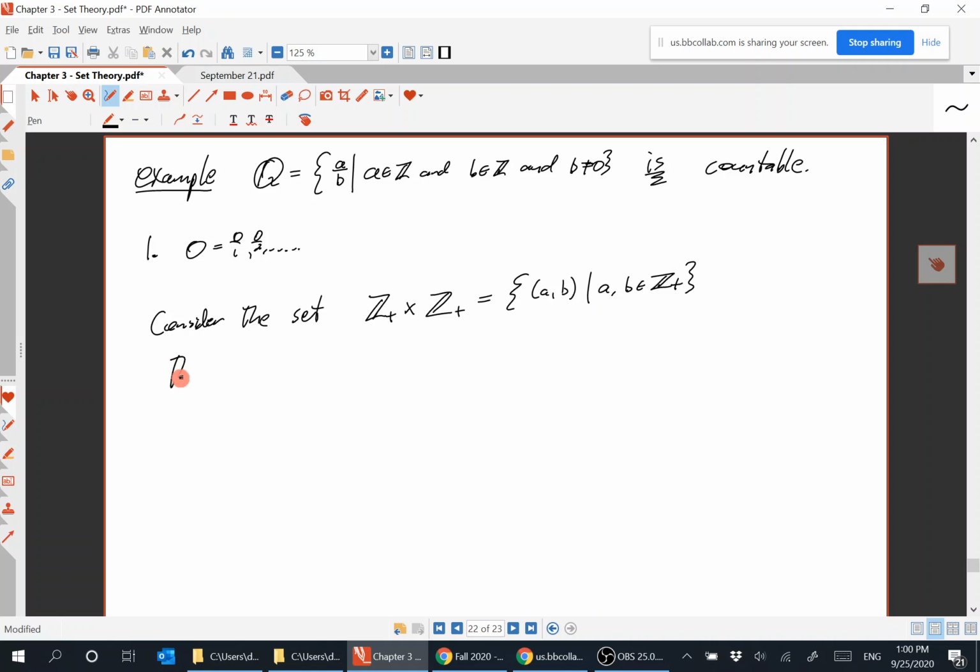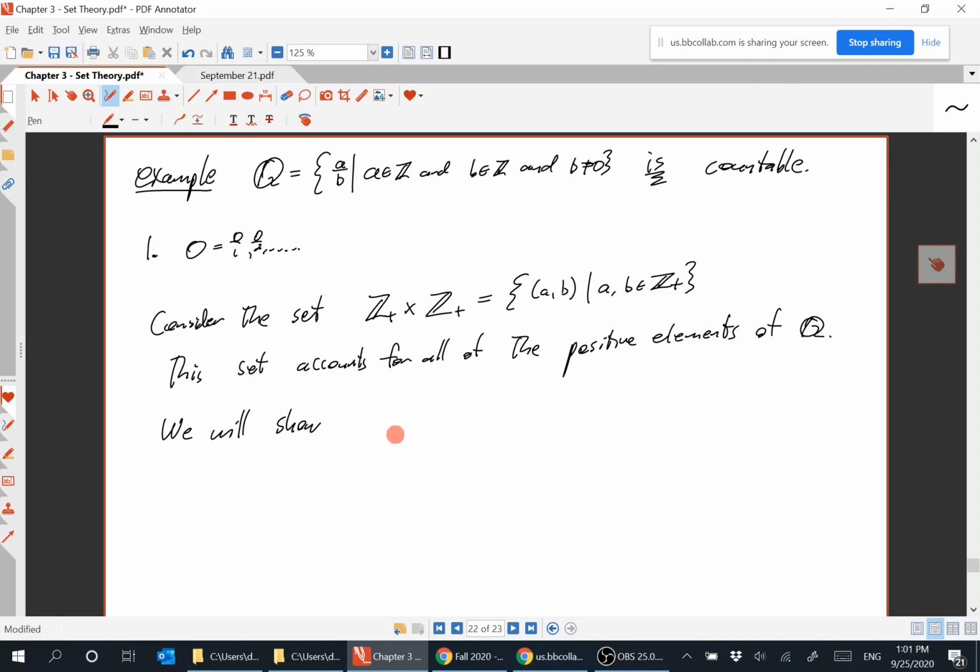Right? This set accounts for all of the positive rational numbers of Q. To get the negative elements of Q, we'll just do the same trick we did with Z. So call it Q plus. Okay, so we'll show that Q plus is countable.